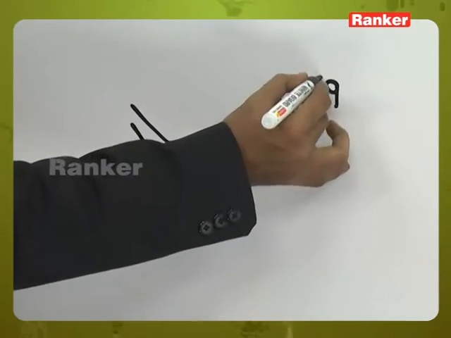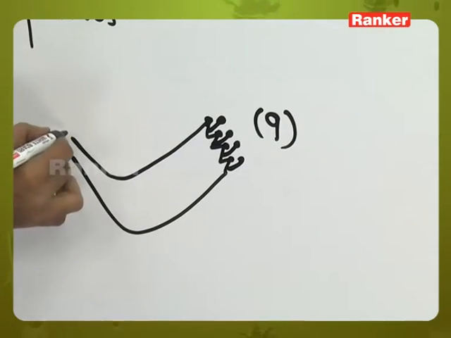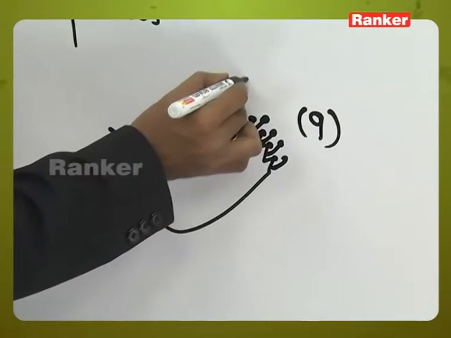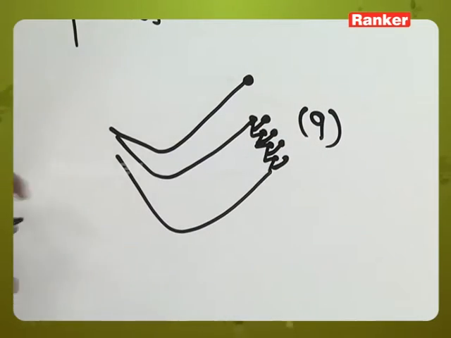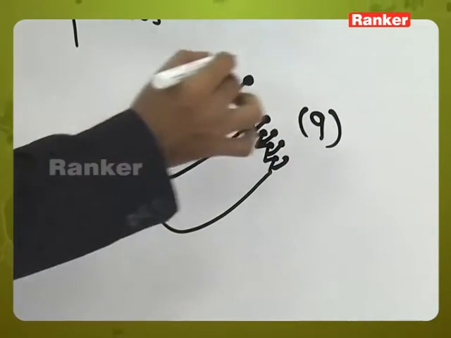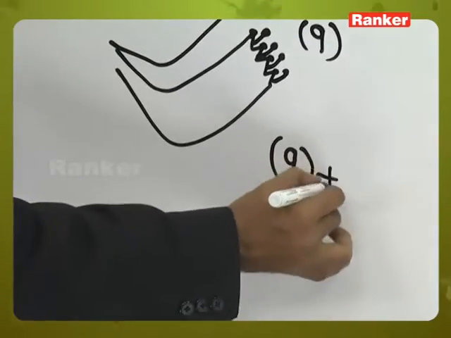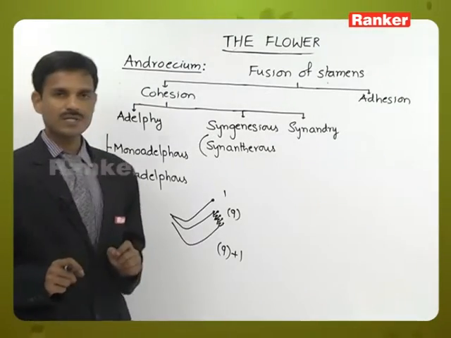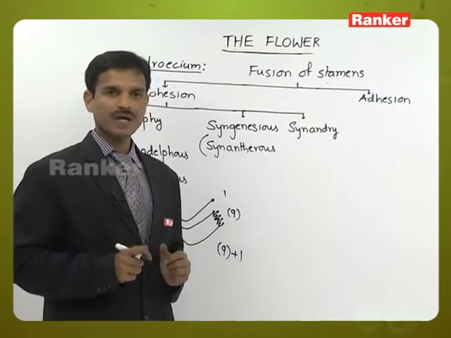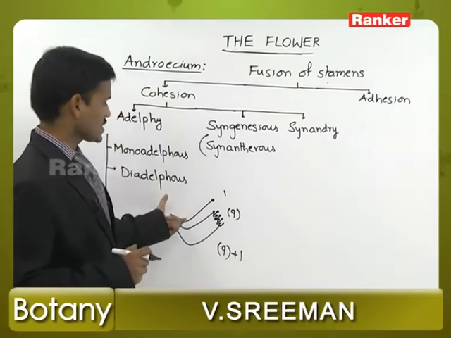So here 9 are fused, and a single stamen is free. Only one stamen is free. Here it is a 9 plus 1 arrangement. Diadelphous condition is observed in legume plants or Fabaceae members. So 9 plus 1 arrangement.